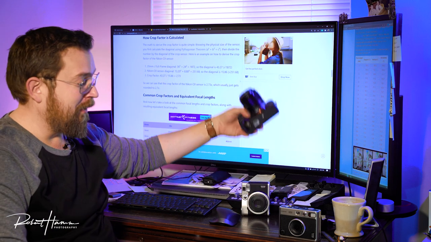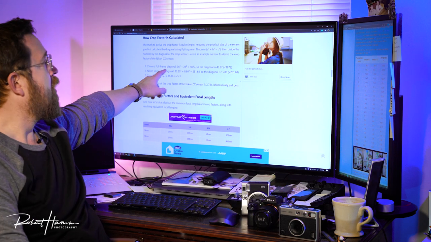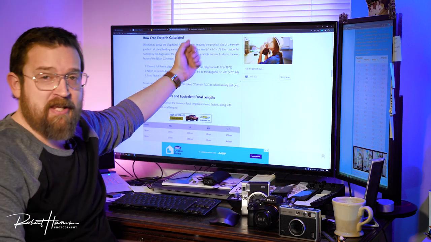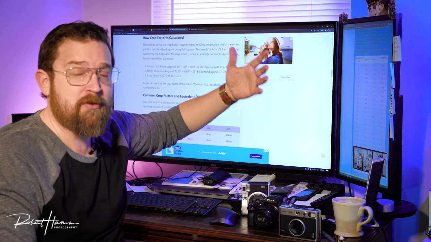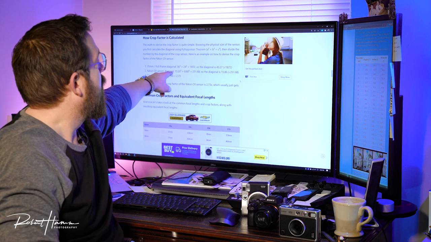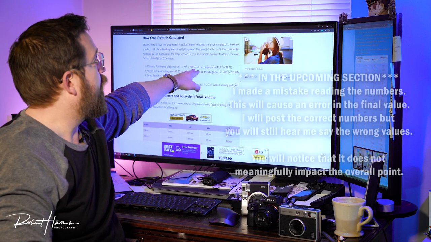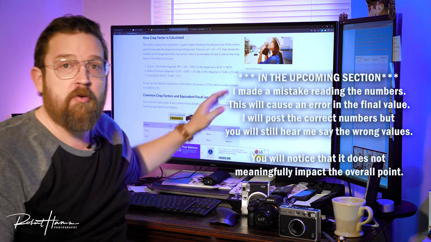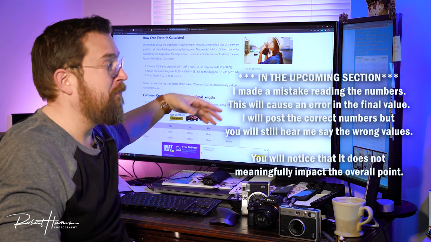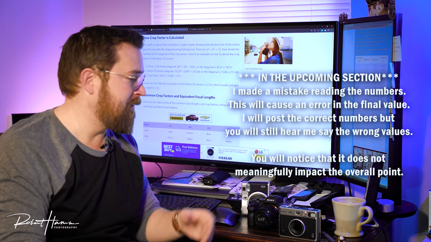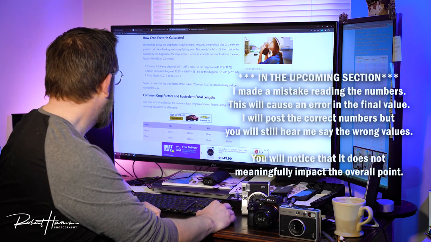For full frame like this, we already know what we need to know. We use Pythagorean's theorem. A squared plus B squared equals C squared, and then we take the square root of that result, right? So 36 squared plus 24 squared is 1872. So we take the square root of 1872, which is 43 point some change, and we have that. That's our base. So we do the same thing over here, okay?